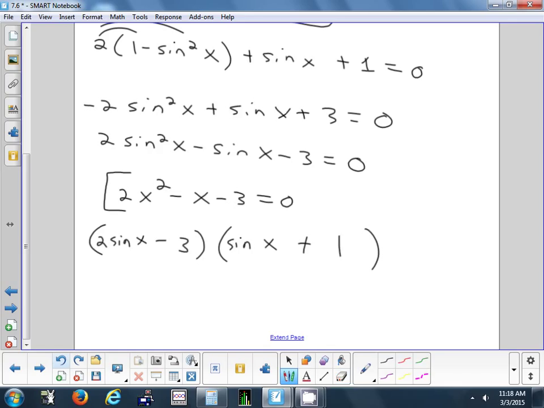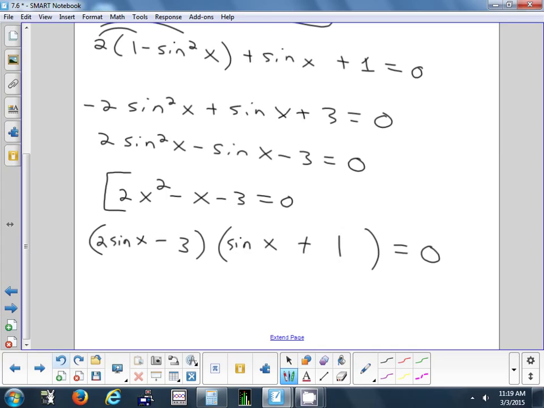Now I get 2 sine x times 1. That's 2 sine x. Take away 3 sine x. 2 take away 3. That is negative 1. Okay, so now I've got the middle. And then negative 3 times 1 is negative 3. Okay, so that's good. So we factored it.